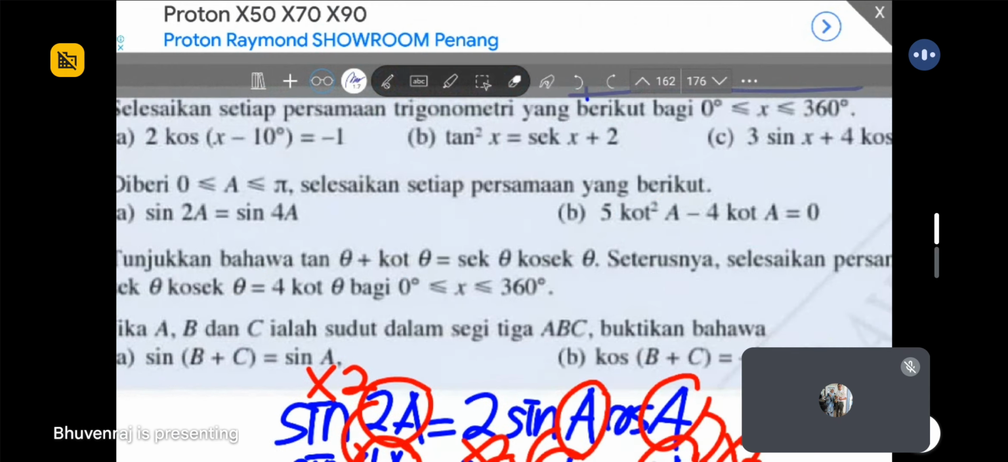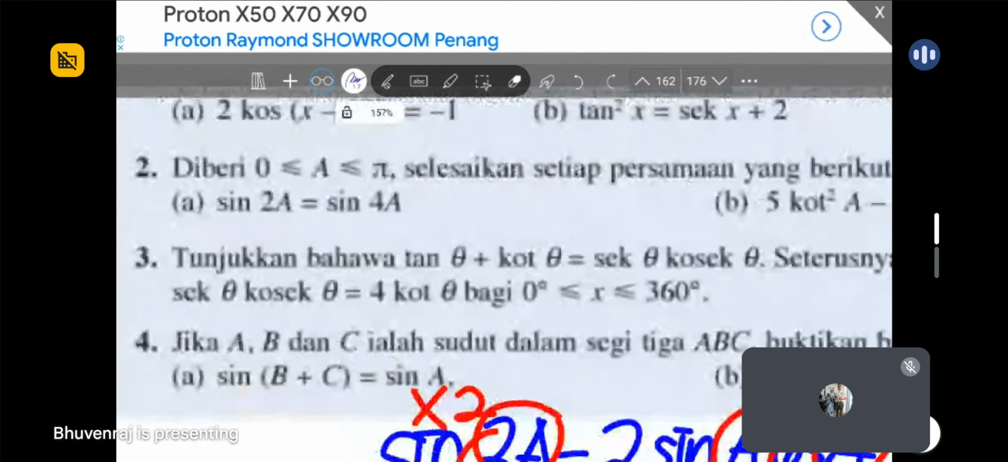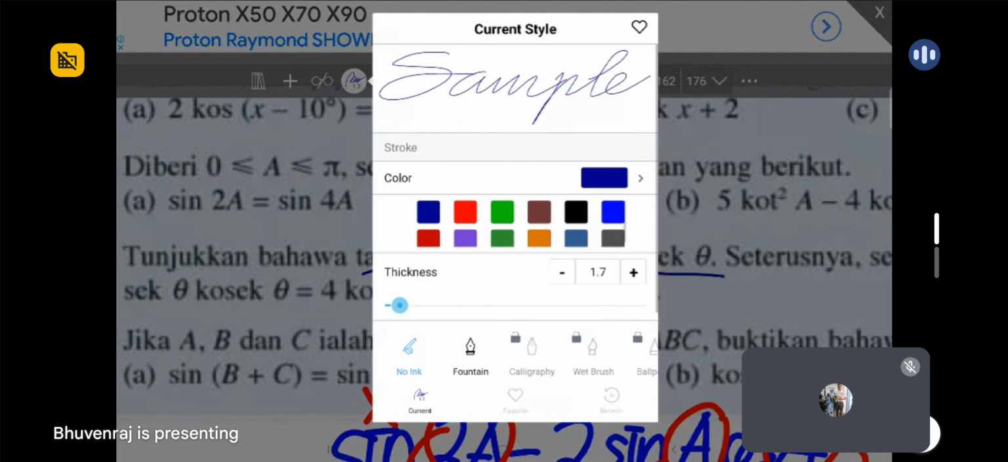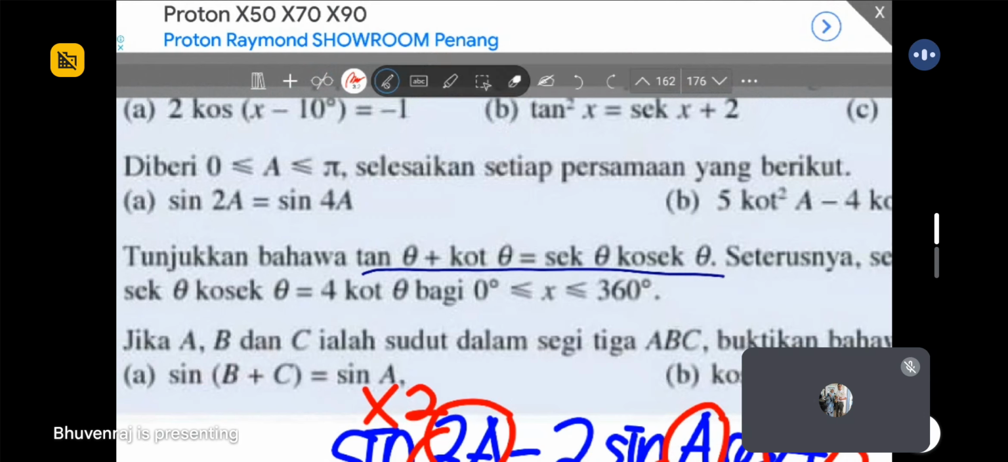Alright, so next one, number 3. For question 3, they're asking you to show this. Kamu kena tunjukkan yang ni. Guys, this already comes to your proving, buktikan for trigo. So how do we actually prove this? Always, I will tell you all, start from the more complex side. Mula dari sisi yang lebih susah.